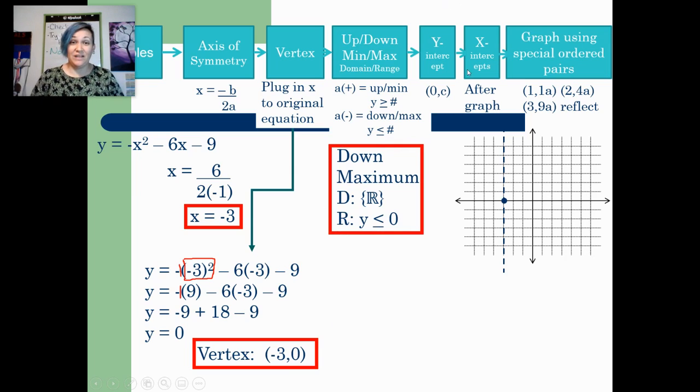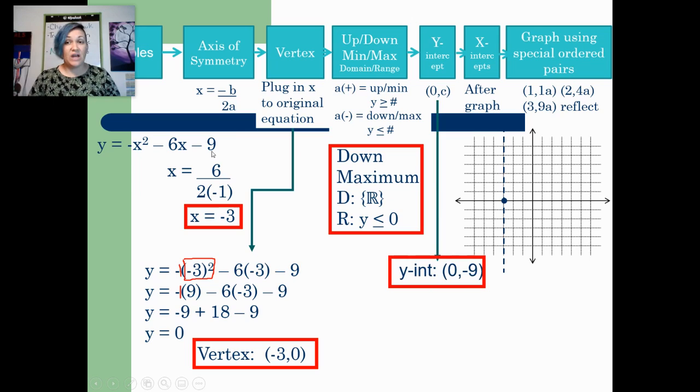Next is my y-intercept, which is just my number c, which is negative 9. So 0, negative 9. And we could actually do the x-intercept right now, but I'm so used to doing it after we're graphing that we'll wait a second. But we already drew the x-intercept. What's the vertex?